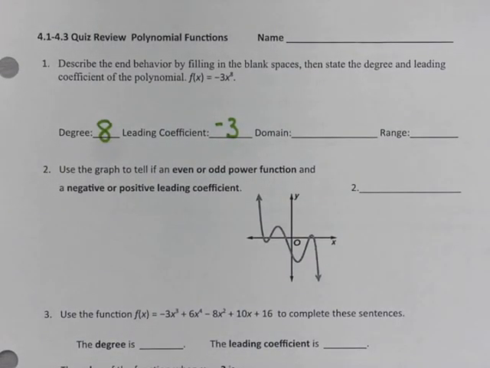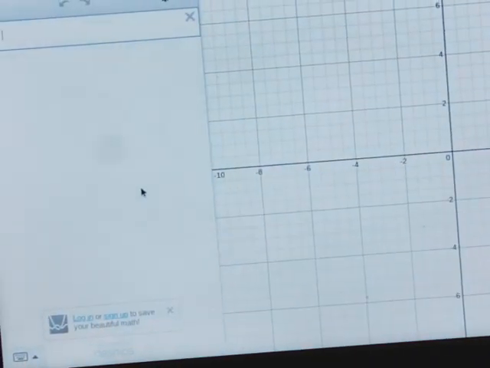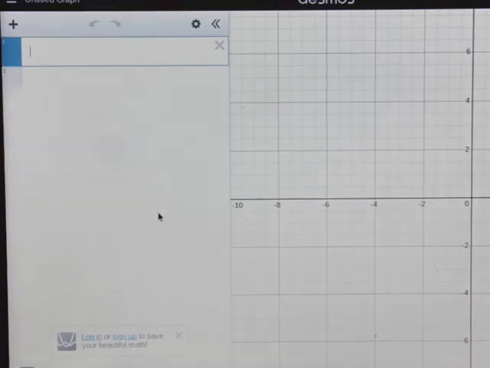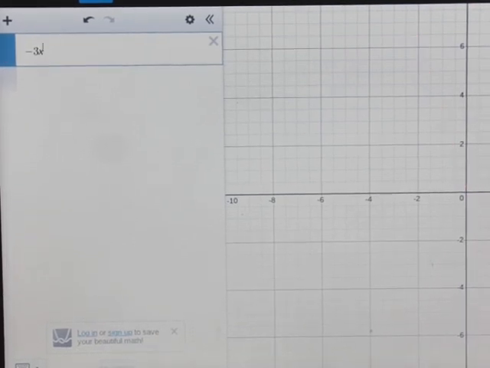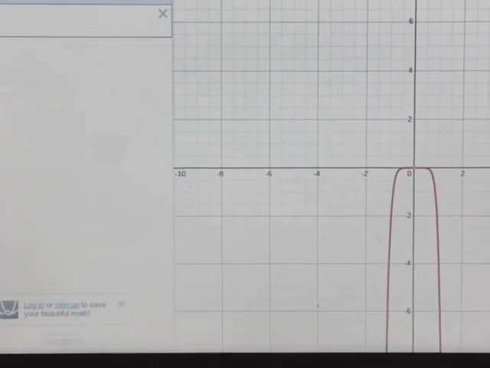It's asking me for domain and range, but I'm going to need my Desmos graphing calculator to help me with that. So I'm going to move this to the forefront, and I've got -3x to the 8th. So I'm going to type in -3. I'm going to type my x, and then I need Shift 6 to get it to go up to the exponent, and then I need an 8.